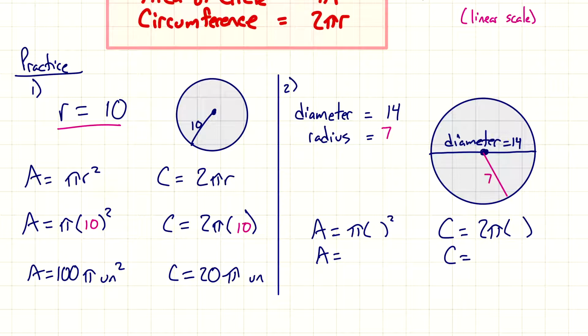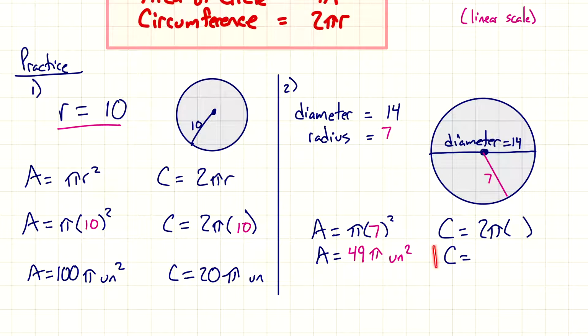Let's see if you got this correct. We're going to plug in a 7 because that's the radius. 7 times 7 is 49, and we're going to have pi units squared. So if you entered in 49 pi, that would be correct.